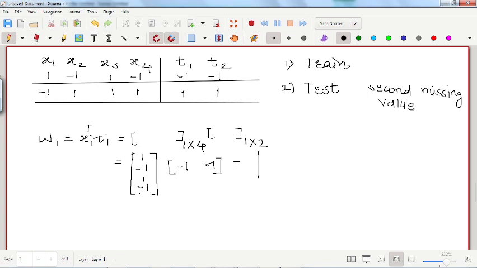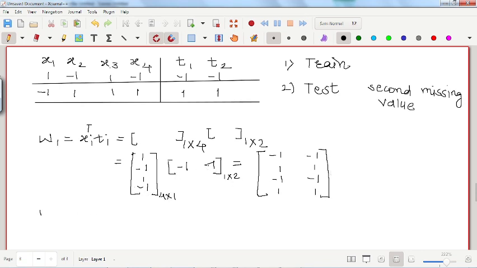Let us find the product. First row into first column. What is the size? Total 4 rows and 1 column. And the size of this is 1 row into 2 columns. So what will be the final size? 4 by 2, meaning total 4 rows and 2 columns. First row, first column, minus 1. First row, second column, minus 1. Minus 1, minus 1. Then 1 into minus 1 and 1 into minus 1. Then minus 1 into minus 1, so plus 1. Minus 1 into minus 1 equals plus 1. So 4 by 2. See the size.